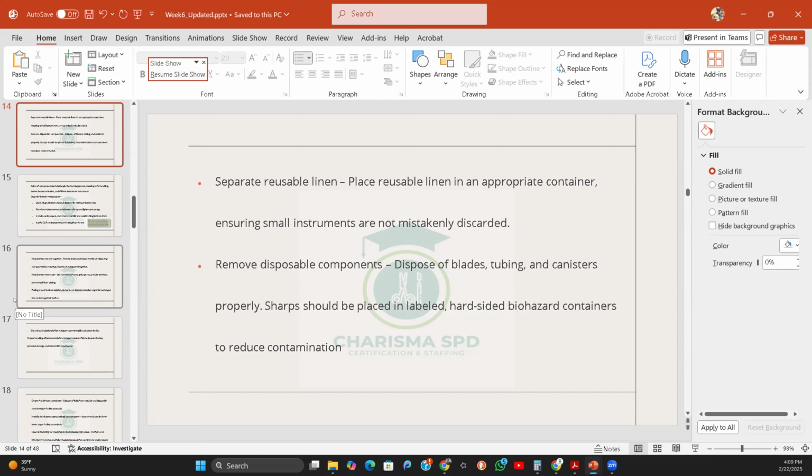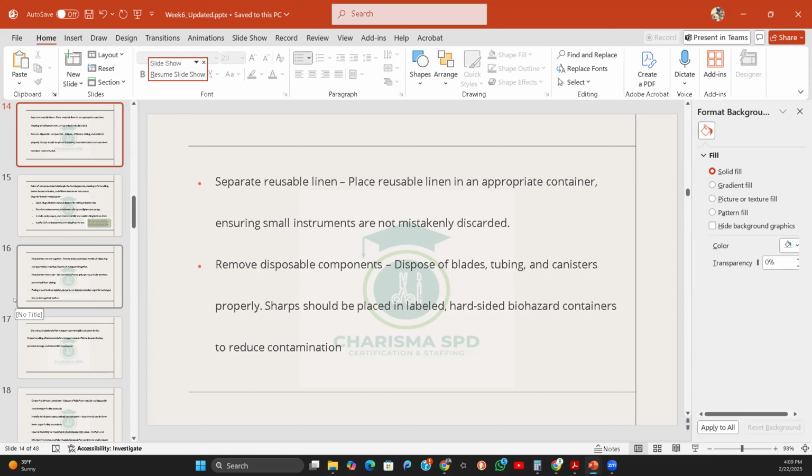In the decontamination area. Who just said that? Zainab Abdurrahman. Okay.